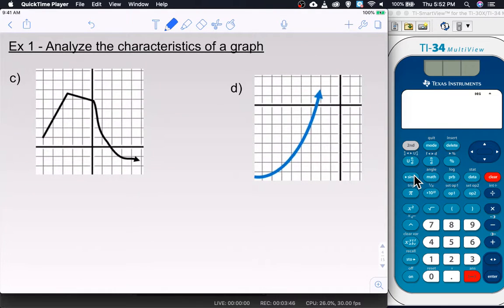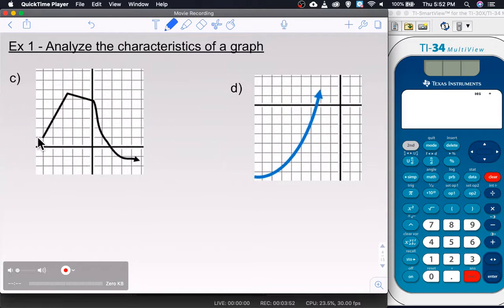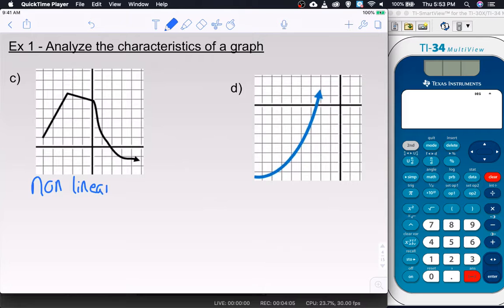One more for me and another for you. So this guy here is, well, there are pieces of it that are linear, like from here to here, that's linear, and that's linear. That's not. But overall, from beginning to end, this is not a straight line. So we would say this one overall is nonlinear. It is not a straight line from beginning to end.